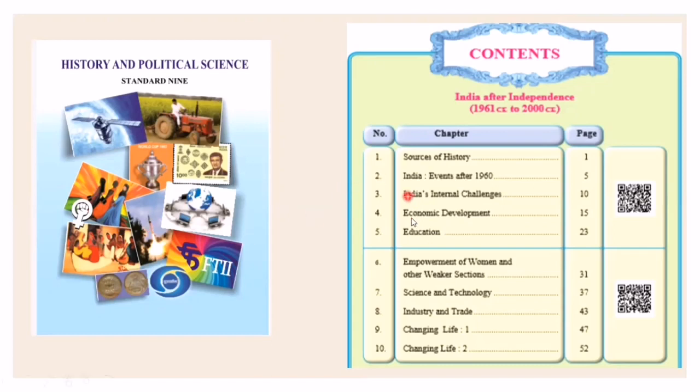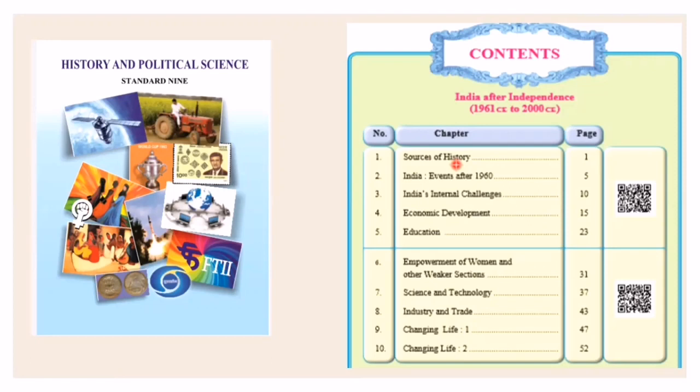Your history has a total of 10 chapters, and each semester is divided into 5 and 5 lessons. As you can see, the first chapter, as usual, is sources of history. In the 5th standard, 6th standard, 7th standard, and 8th also, you learned sources of history. But those sources were different and these sources are different.